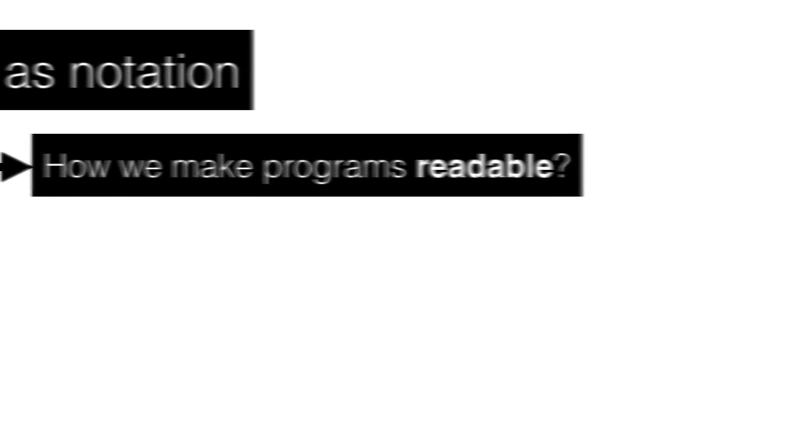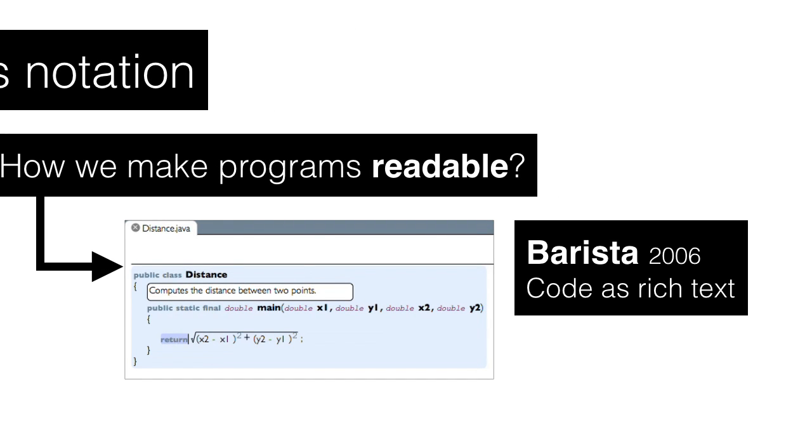So one of the first projects I did here was looking at how do we render code as rich text. This was about 10 years ago in a system called Barista. The idea here was to separate the idea of a program's text from the way that it's presented. You can present it in a variety of ways. So this was a structured editor that allowed you to create alternative views of any AST in a program's rendering.